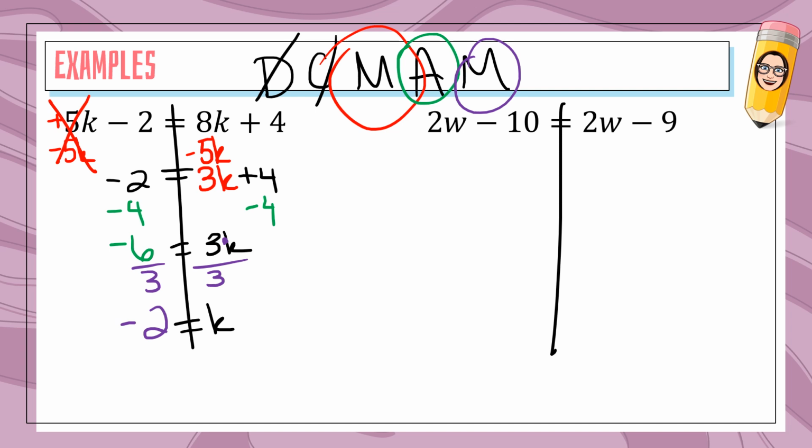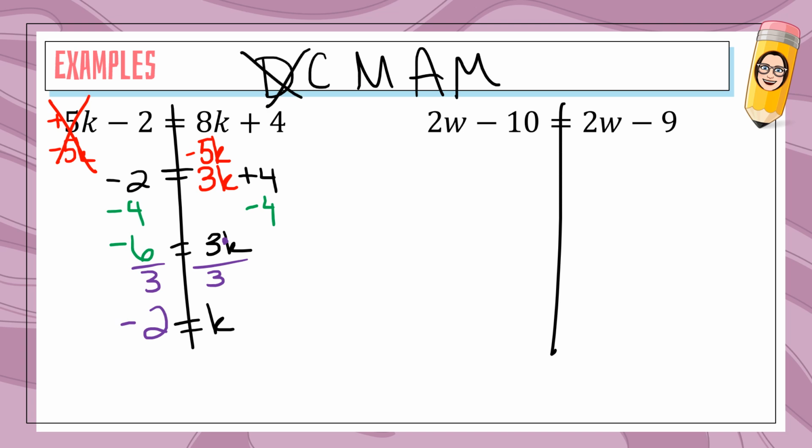Next, let's go through our steps. No distribution, so we can get rid of that. No combining, because the left side doesn't have anything and the right side doesn't have anything. Move variable. What sounds easier, subtracting 2w or subtracting 2w? Wait a second, look at how that looks. They're the same. This is special. Put a star by that. Subtracting 2w and subtracting 2w cancels both of them.